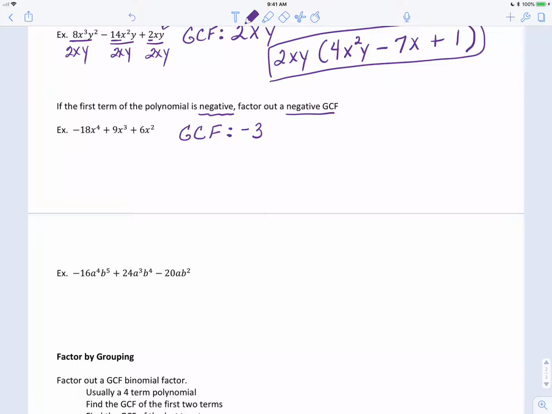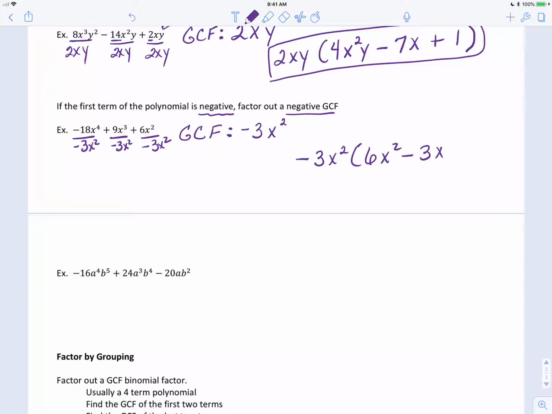Okay, so what about our x values? What's the lowest exponent? We have x to the 4th, x cubed, and x squared. Well, it's going to be x squared. So now we're going to take out a -3x squared out of each one of these terms. And remember that we are dividing by a negative number, so that's going to change a lot of those signs in there. So -18 divided by -3 is a +6. X to the 4th divided by x squared gives us x squared. And 9 divided by -3 is -3.